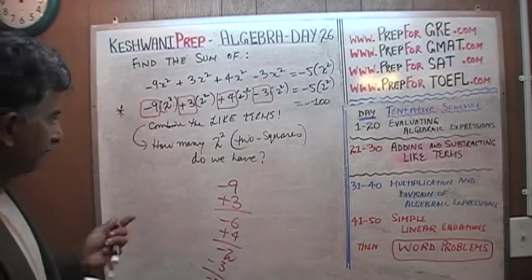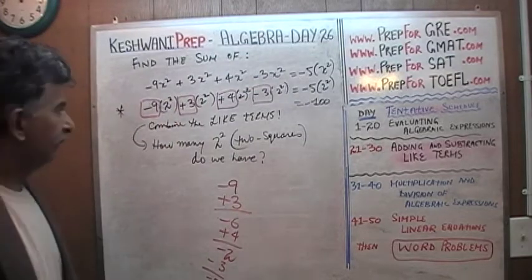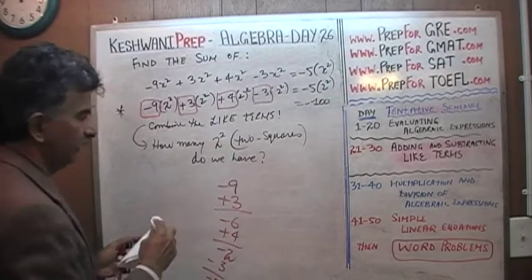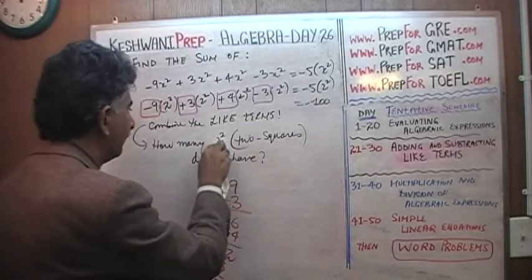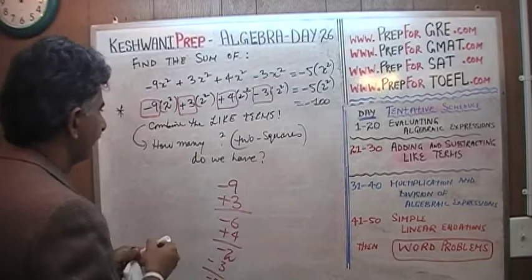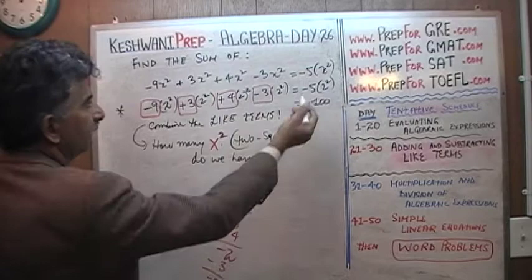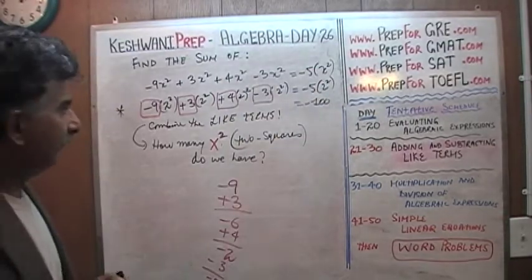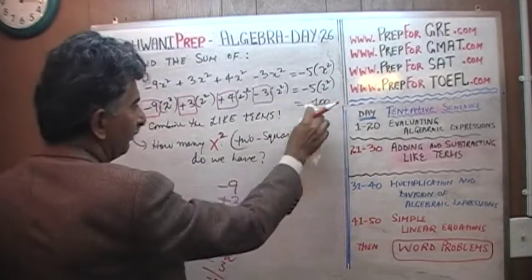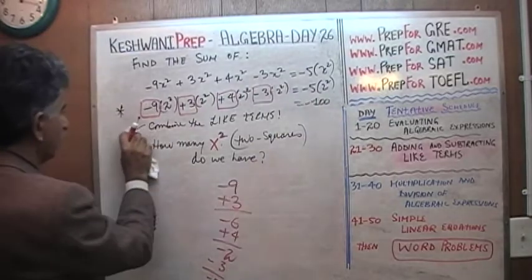Do you understand? Combine the like terms, in the English language, simply means how many x squares do we have? Well, how many do we have? Right here. It's negative 5. Now, just out of curiosity, I want to do it out and see if it actually does come out to be negative 100. Let's take a look at it.